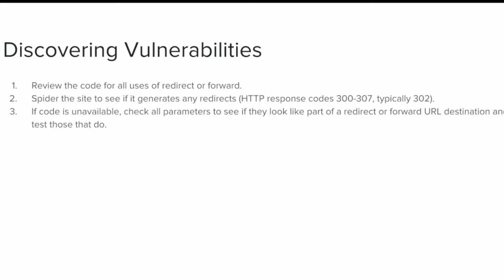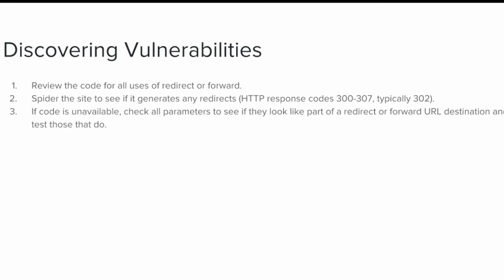The best ways to find out if an application has any unvalidated redirects or forwards are to review the code for all uses of redirects or forwards, called a transfer in .NET. For each use, identify if the target URL is included in any parameter values. If so, and the target URL isn't validated against a whitelist, you are vulnerable.